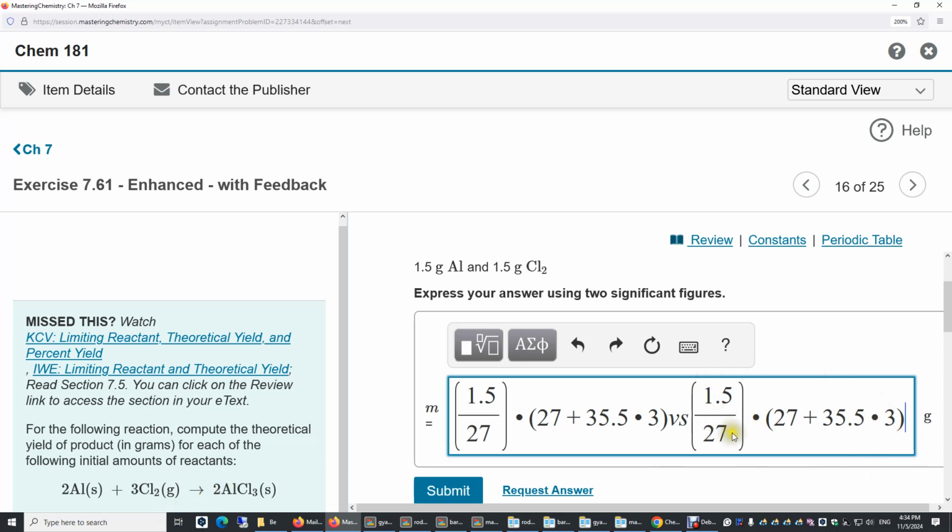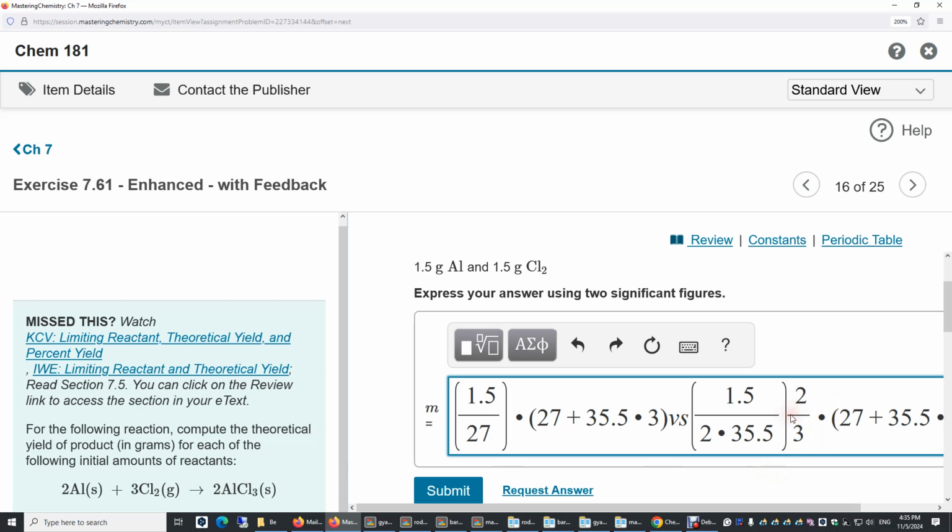We can also do another expression. First I did copy paste so that we can compare the two expressions side by side. So if we have 1.5 grams of chlorine 2, I'm gonna use 1.5 grams of chlorine 2 divided by the molar mass of chlorine 2. Alright, and then I need to take care of the ratio.